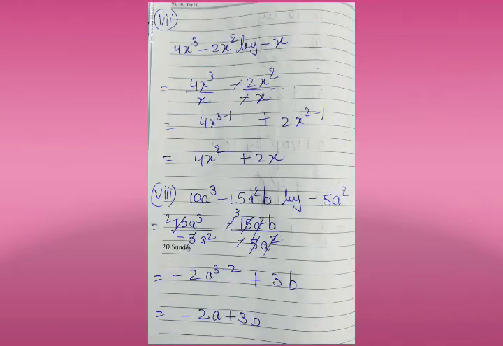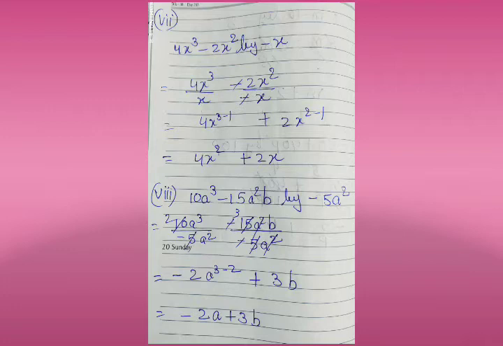Now next is 4x cube minus 2x square by minus x. So 4x cube by x, and then minus 2x square by minus x. So 4x cube divided by x means what? 4x to the power 3 minus 1. Again minus and minus cancel. So plus 2x to the power 2 minus 1. So 4x to the power 2 plus 2x.